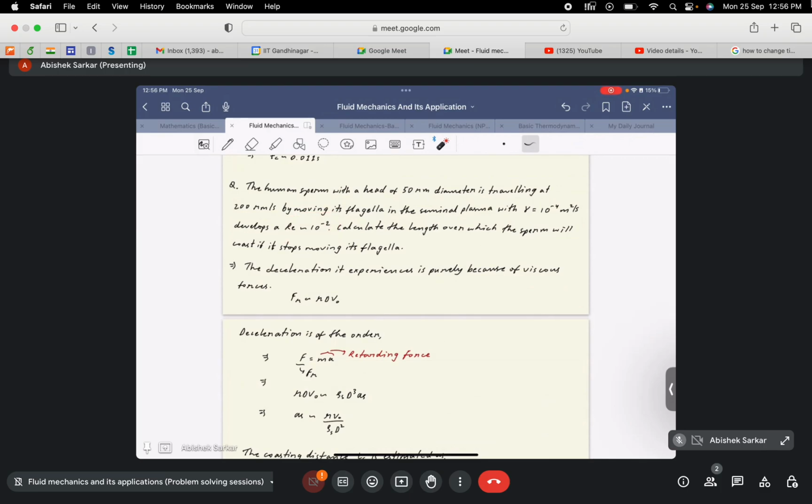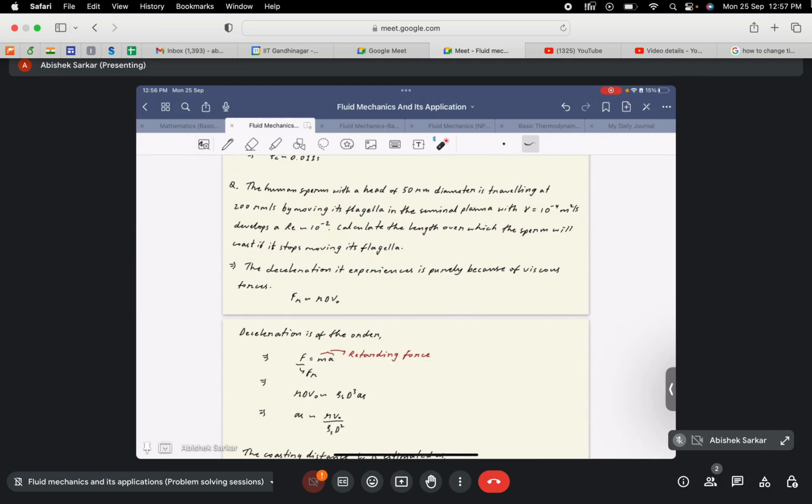Okay. We are asked to calculate the length over which the sperm will coast if it stops moving its flagella. The problem tells us that the sperm was moving with some inertia because it has a certain velocity. Now, the moment it stops moving its flagella, up to what distance would it go? If it is moving with some inertia and it stops moving its flagella, up to what extent would the sperm move?